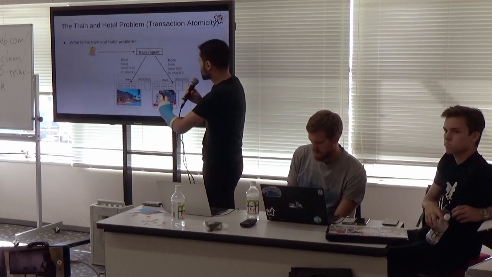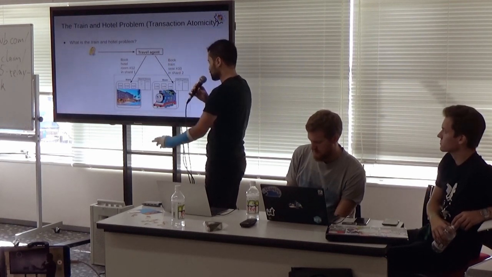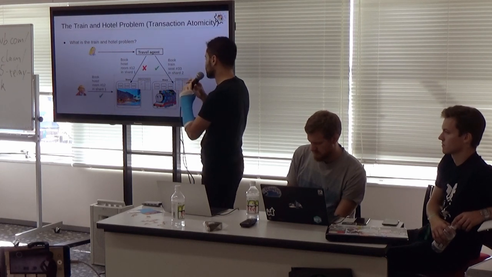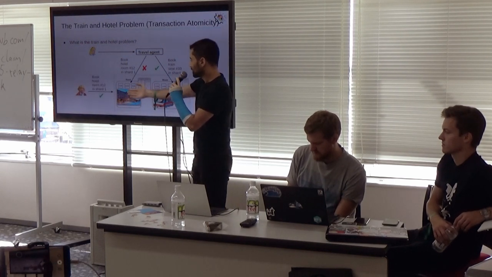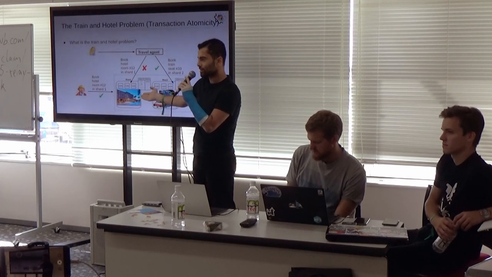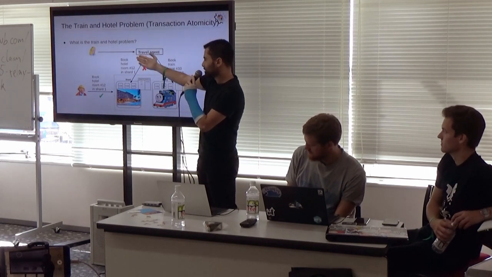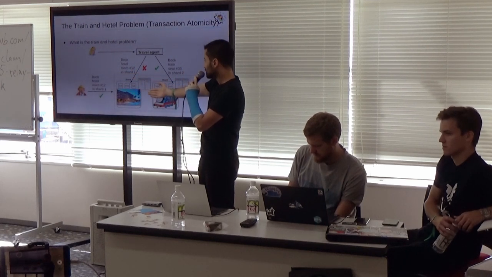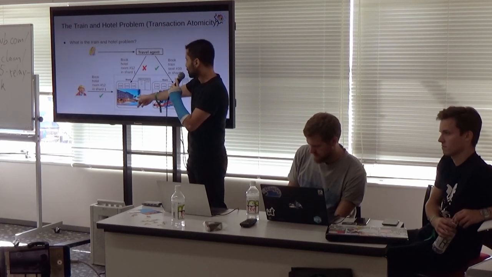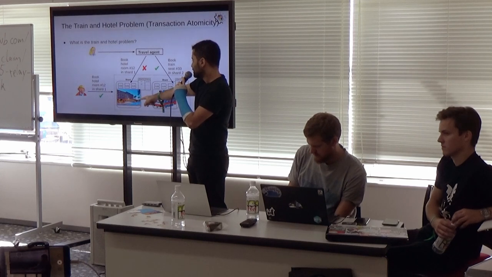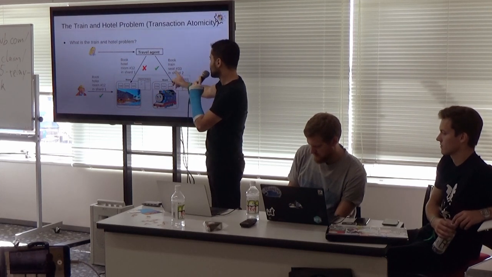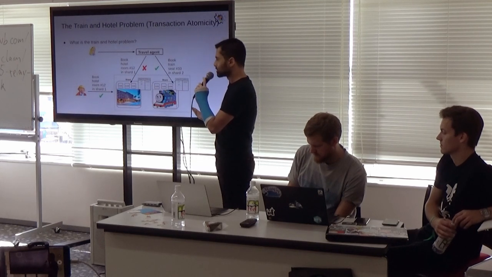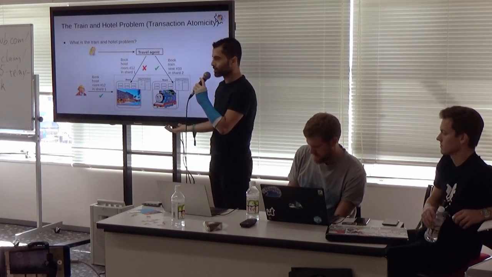Now, let's suppose she tries to make this transaction, but in the last second, Bob comes along and tries to book the same hotel room 1 second earlier, right? But Alice has already submitted this transaction, or submits it 1 second later. We can end up in a situation where Bob ends up with the hotel room and Alice has a train seat, but she has failed to book the hotel room. So the transaction wasn't atomic.